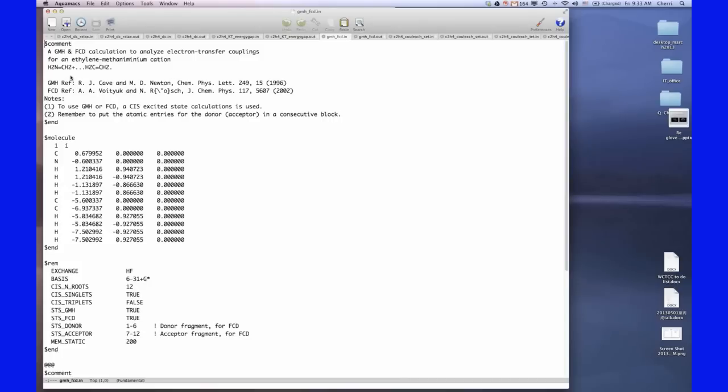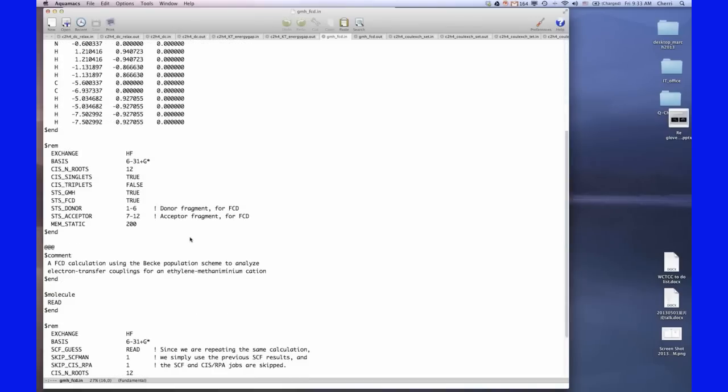Okay. So here, this time we are trying a slightly different case. This is acetylene and methionine cation. This is a system that people have calculated before. These are the molecules. It is a cation, but the spin multiplicity is 1.